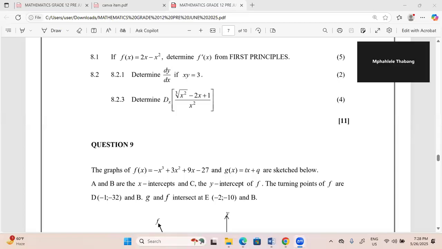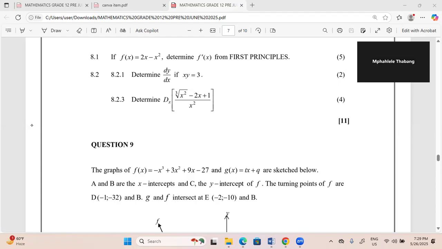Okay, grade 12, we are continuing with mathematics paper 1, pre-June maths exam. So we are now at question 8. On question 8, I'm very sorry, guys, I'm not going to do 8.1, which is deriving a function from the first principle. But I believe that you can do this one. The derivative from first principles is always there, so most likely I believe that you can work it out.